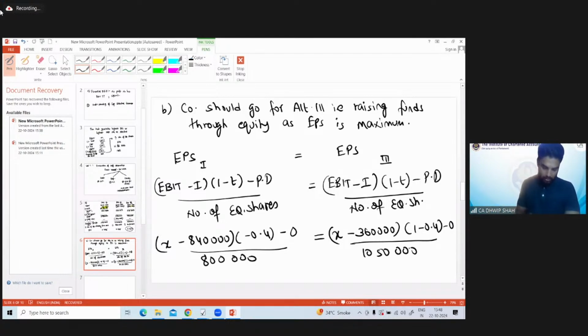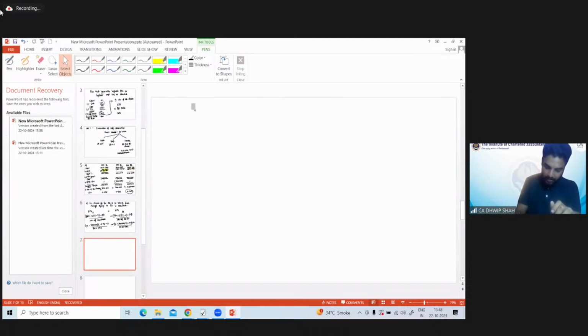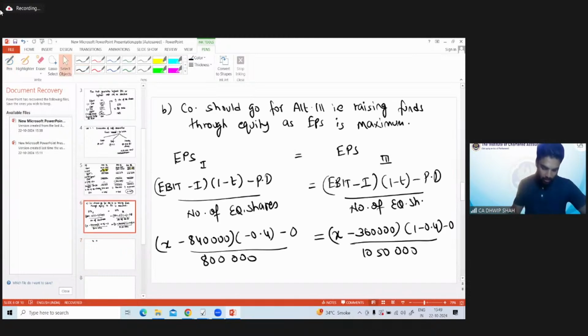Can you help me in finding the value of X? You are very expert in finding the X's value, I know that. Tell me, how much did my X come to? Please solve this mathematical equation and tell me what is the amount of EBIT.